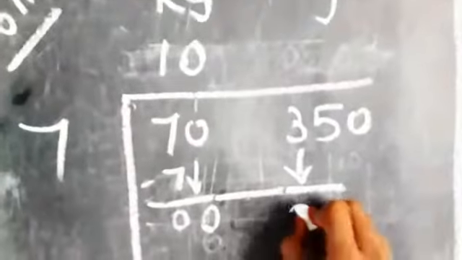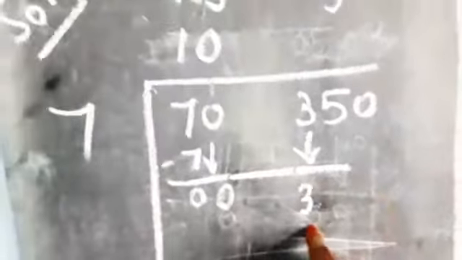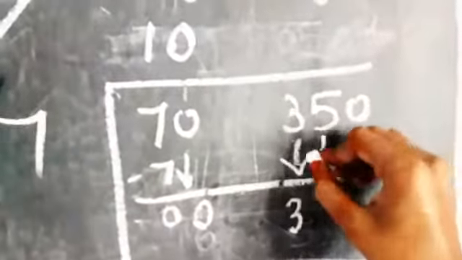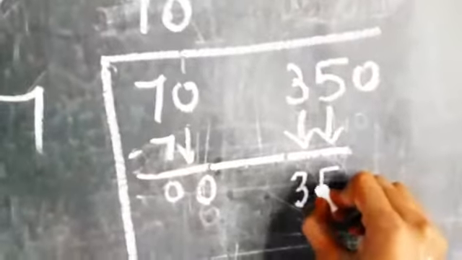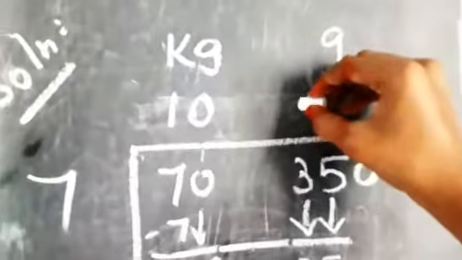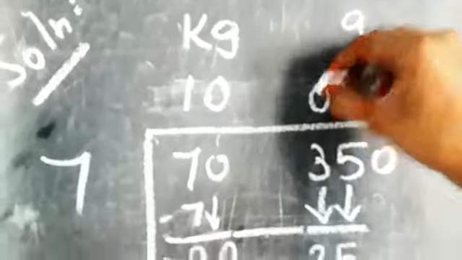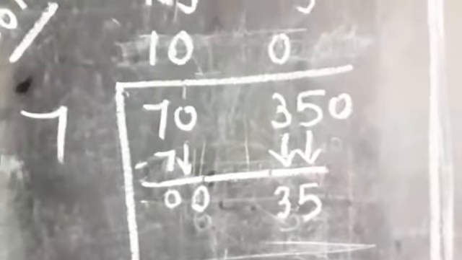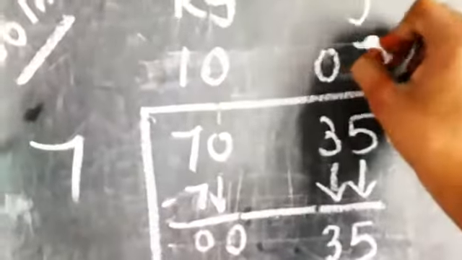In grams, yes, 3. Here 3 divided by 7, we cannot divide it. So bring down another digit also, 5. Here bring down 2 digits. So you write a 0 in the quotient. Then 5 sevens are 35. So you write the number 5 in the quotient.